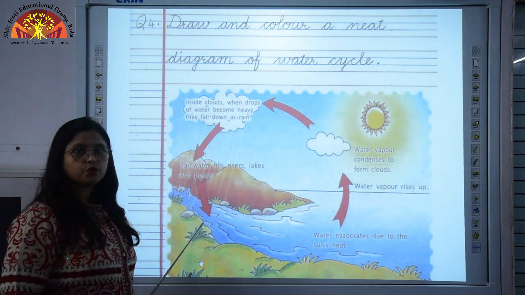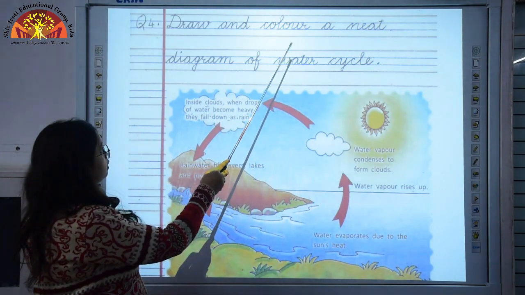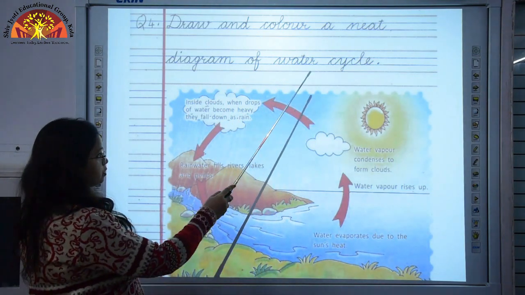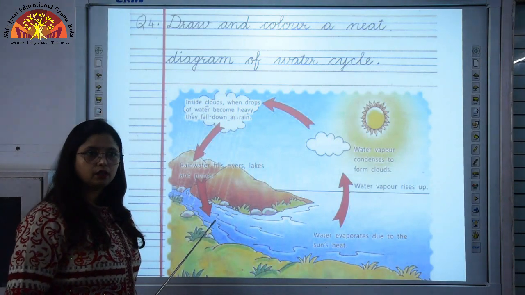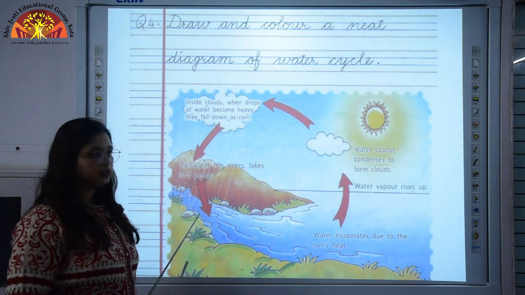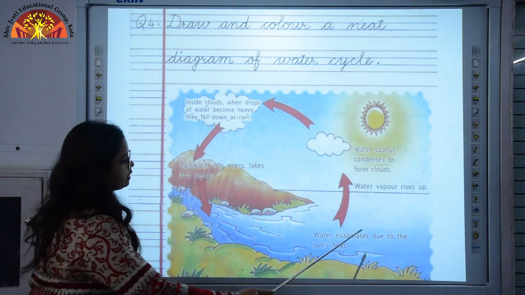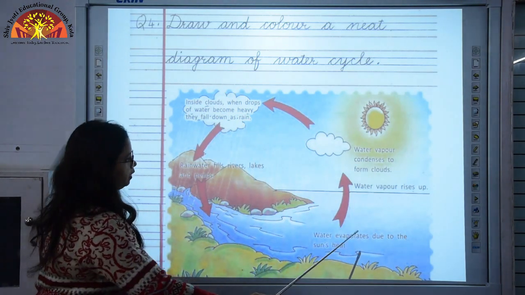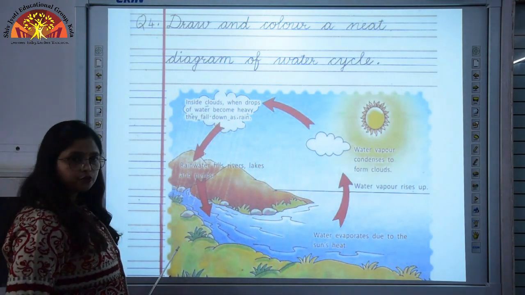Now let's come to question number 4. So question number 4 is draw and color a neat diagram of water cycle. So children, diagram of water cycle is given in your books. You can draw it from there. So you can see here, this is the picture of water cycle. Here you can see a water body is shown here, sun is here, clouds are here. So how you have to make the diagram?